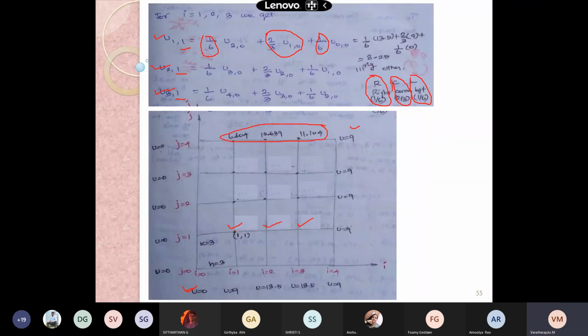Anyway, we'll try to find them one by one. What was the answer? What is the formula? 1 by 6 of 0 plus 2 by 3 into 9 plus 1 by 6 into 13.5.